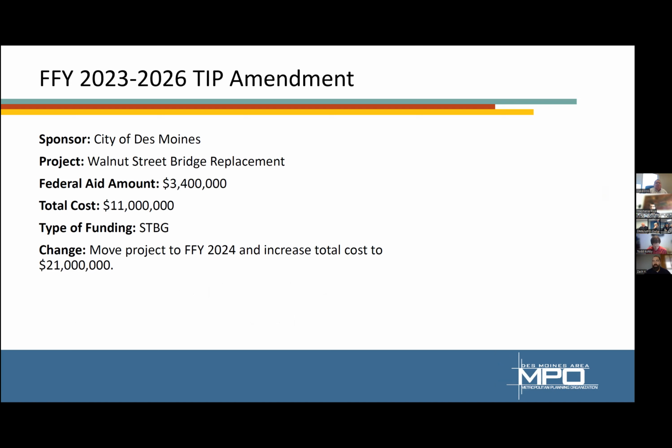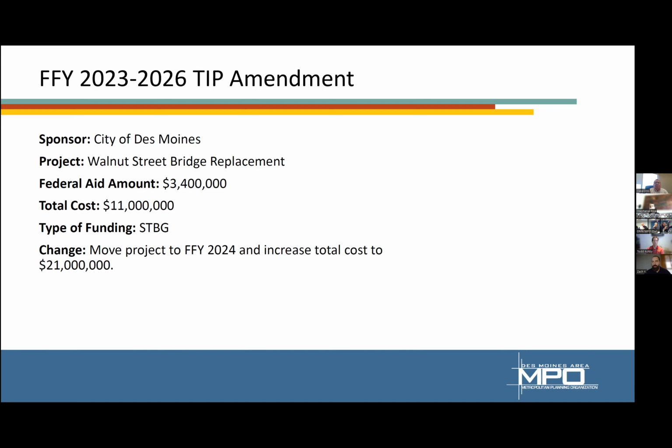The change that they're requesting is to move their project into federal fiscal year 2024 and to increase the total cost of the project to $21 million. So the federal aid side will not change, but they are requesting that they increase that total project amount to the 21 million. We're required to bring this forward to you as an amendment because of that project increase for the cost, and then also because they're requesting to move it forward to 2024 in the TIP.